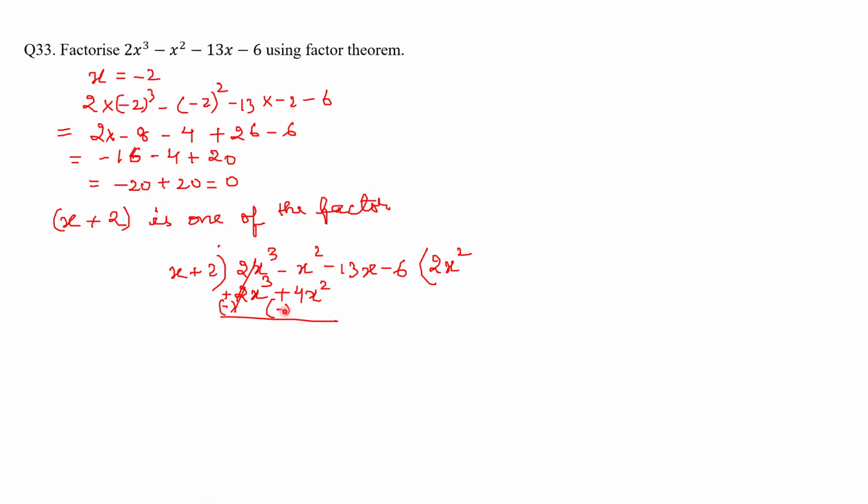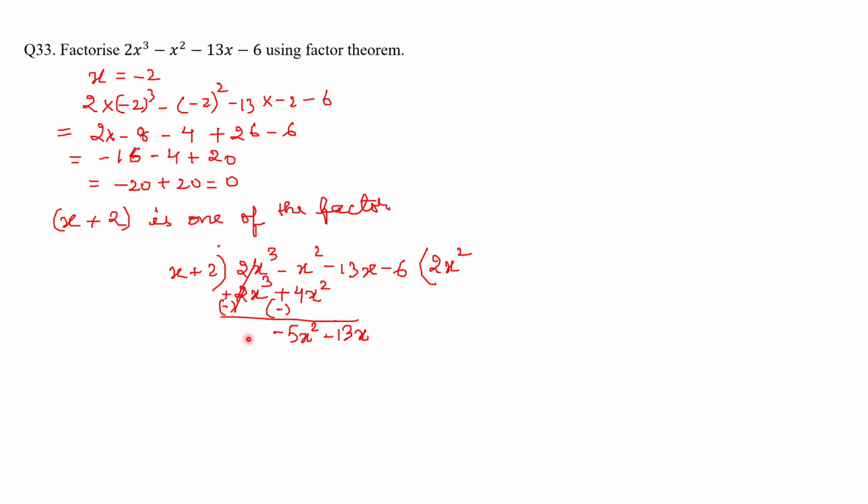Now children do a mistake. Now plus 4x square is not there. It is minus 4x square. We have changed the sign. So it will become minus 5x square and then minus 13x. Next, one more term, bring it down. Again repeat the same process.